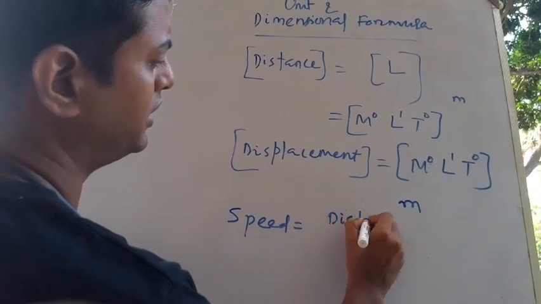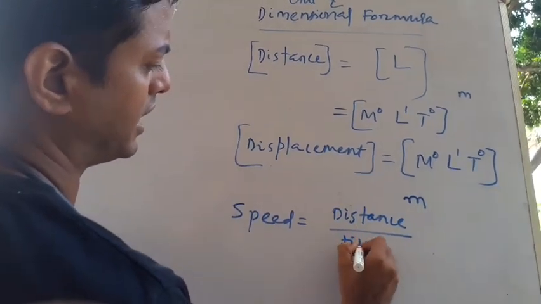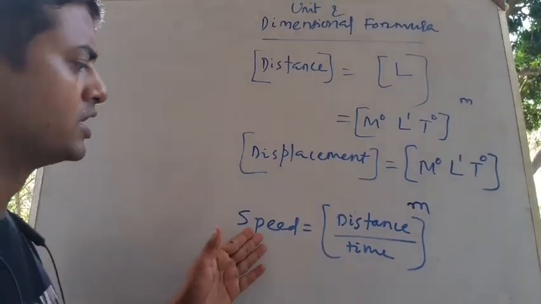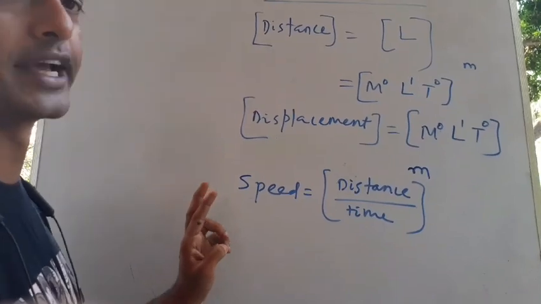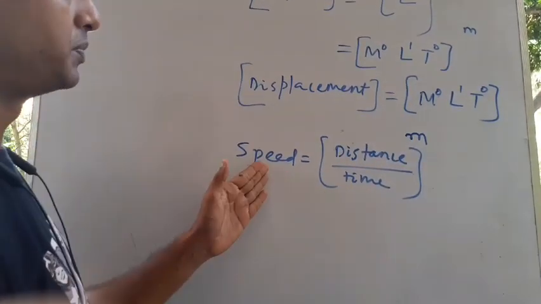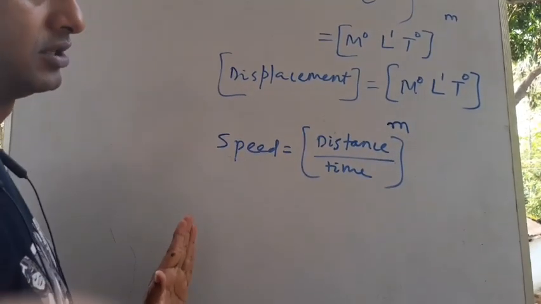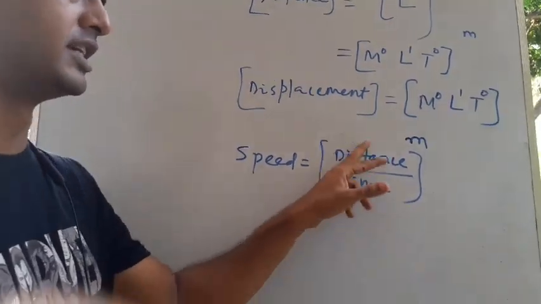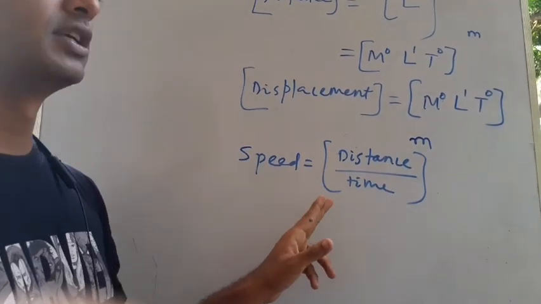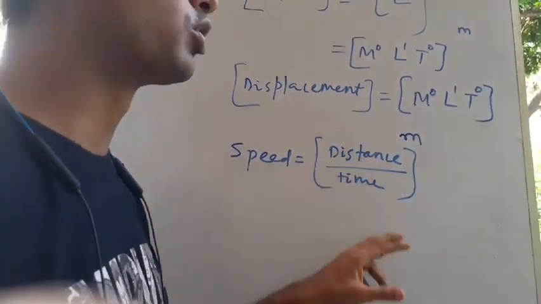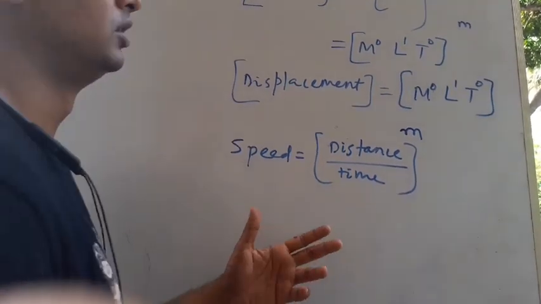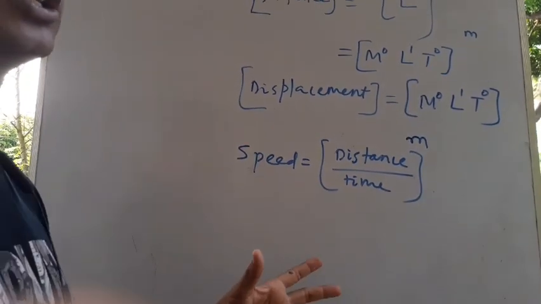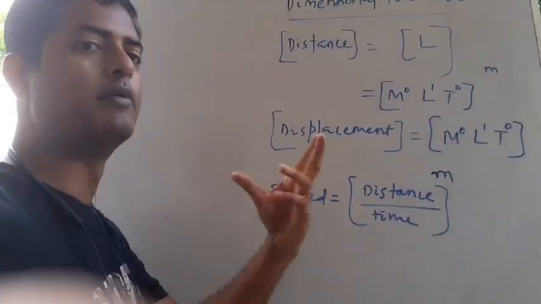Speed, the formula is speed equal to distance by time. Look, now speed is nothing but a derived quantity, because speed requires 2 more quantities to be explained or defined. Speed is defined as rate of change of distance. So speed needs 2 more quantities, distance and time, which are fundamental quantities. Since a quantity needs 2 more quantities to be explained, that quantity is called a derived quantity.